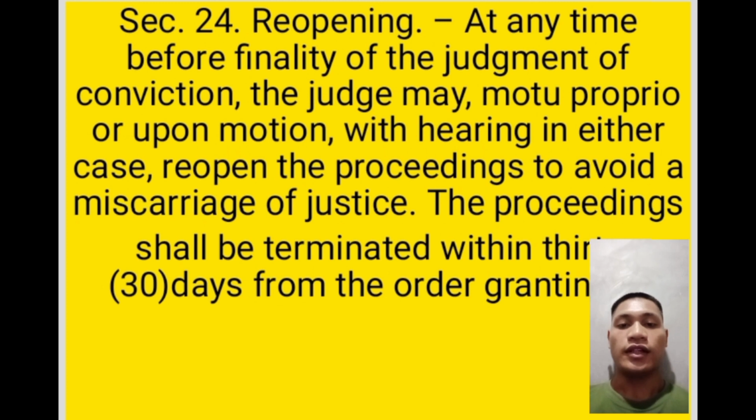Explanation. This section of the law allows the judge to reopen the proceeding of the case before the final judgment of conviction is issued if there is a concern that a miscarriage of justice may occur. This can be done either on the judge's own initiative or in response to a motion filed by either party. If the judge decides to reopen the proceeding, a hearing will be held to investigate the issue at hand.